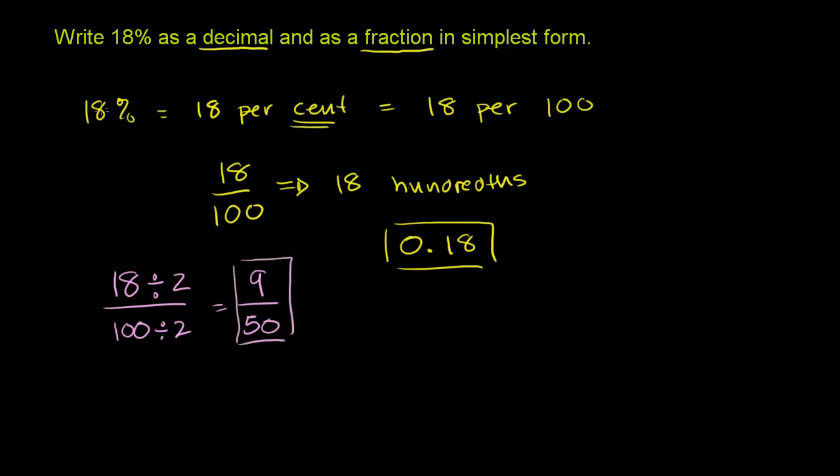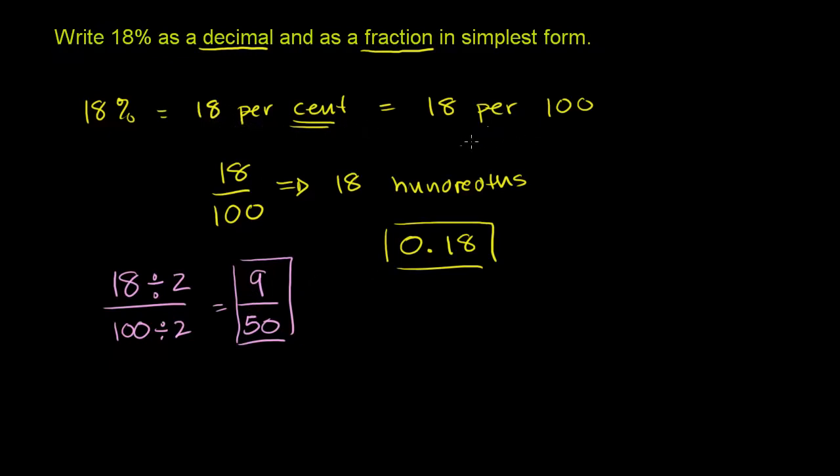So we have 18% is the same thing as 0.18, which is the same thing in simplest form as 9/50ths. Now, I went through a lot of, I guess, pain here to show you that this really just comes from the word percent, from per 100.